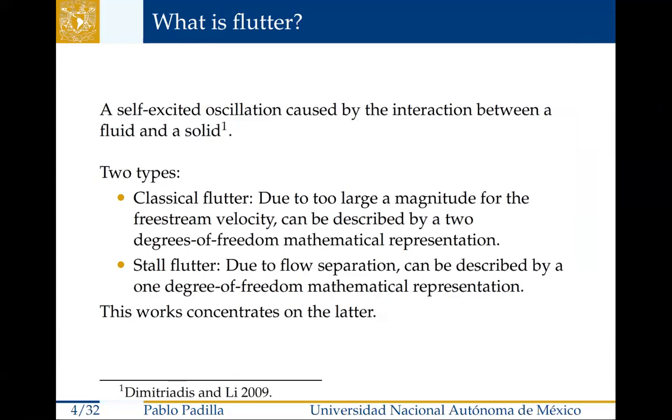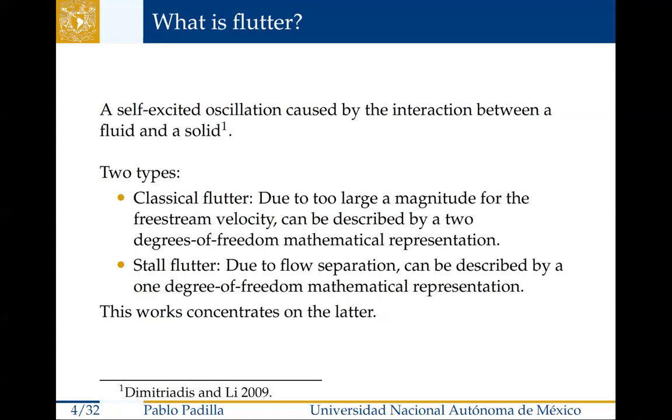Flutter is a self-excited oscillation, as it says here, caused by interaction between a fluid and a solid. In the literature, there are two kinds of flutter. What is called classical flutter is due to the fact that the incoming fluid has a very large velocity. So the magnitude of the free stream velocity is very large, and the solid structure starts oscillating. The problem is that these oscillations might end up in collapse many times. That's one of the important implications of fluttering.